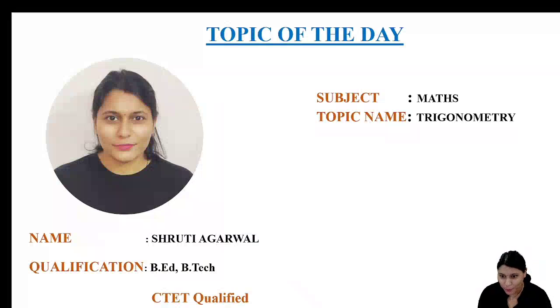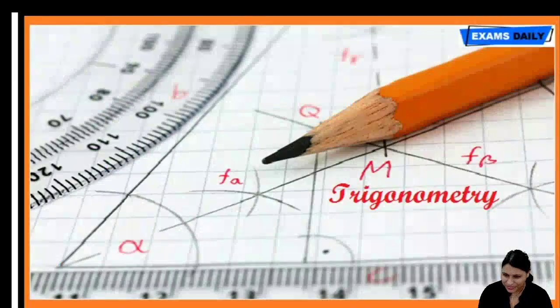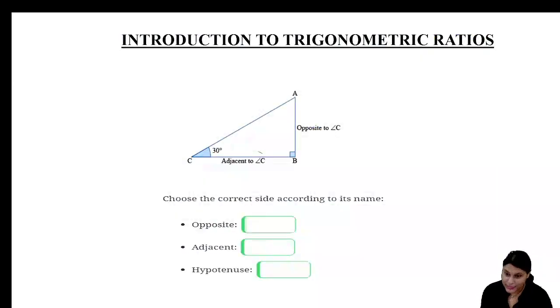Trigonometry is one of the most important topics of advanced maths. So without any delay, let's start. In trigonometry, first we will discuss trigonometric ratios. Now let's first consider a right angle triangle.